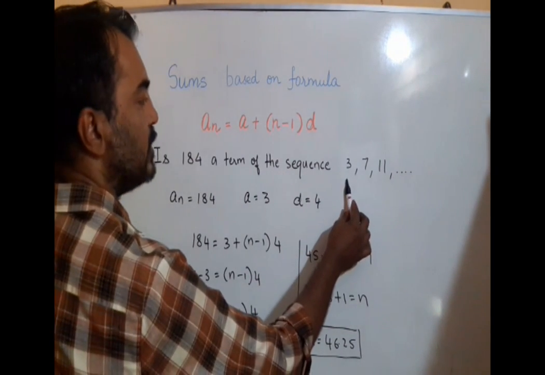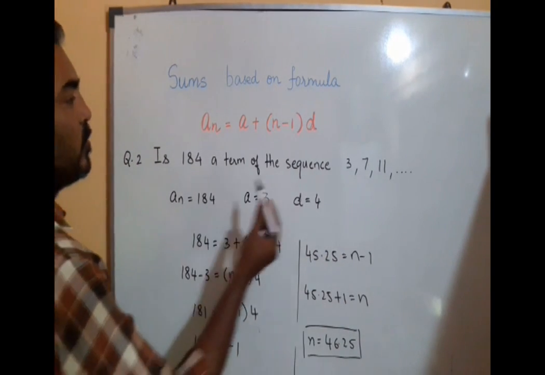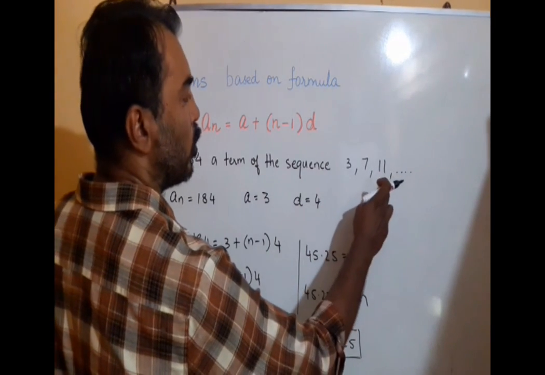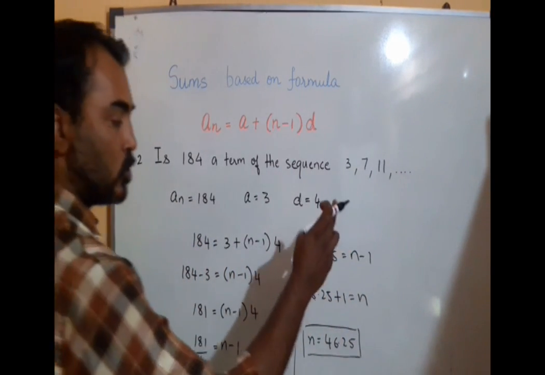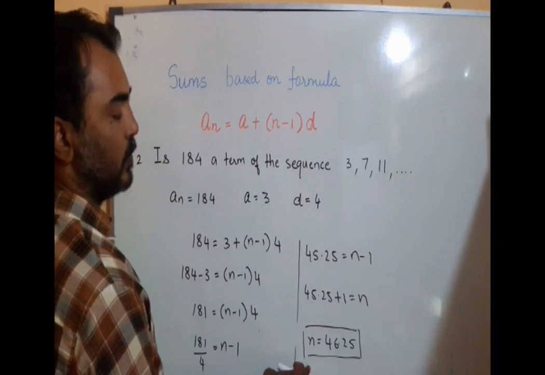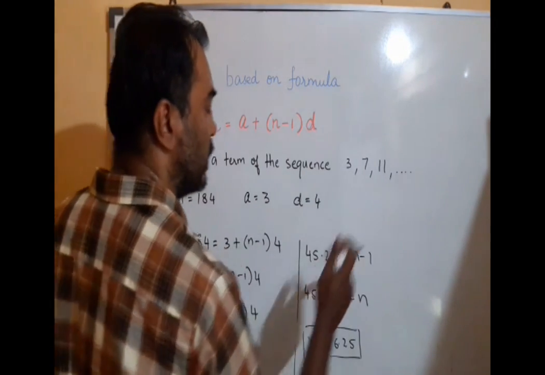This is the first term of the sequence, the second term, the third term, and so on. So the nth term of a sequence should be a natural number. It should be 1 or 2 or 3 or 4. It should not be a negative term, or it should not be a fraction or a decimal number. Since this is a decimal number, it shows that 184 is not a part of the sequence.